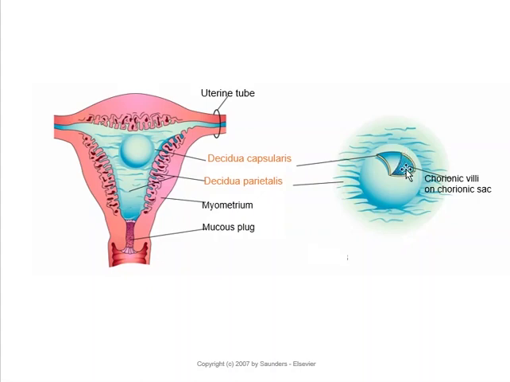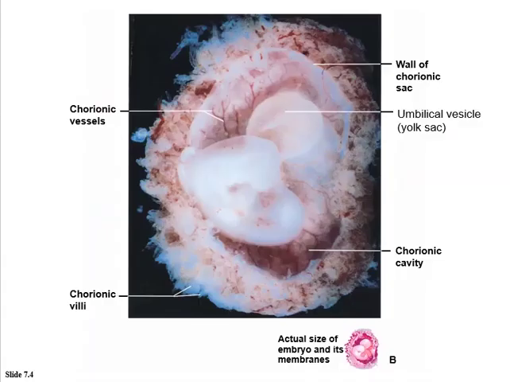And here is a magnification of the chorionic villi on the chorionic sac, and here we have decidua capsularis, and deep, beneath the implantation site, we have decidua basalis. This figure shows the yolk sac and embryo with the chorionic wall rich in chorionic vessels, and here we have the chorionic villi and chorionic cavity.